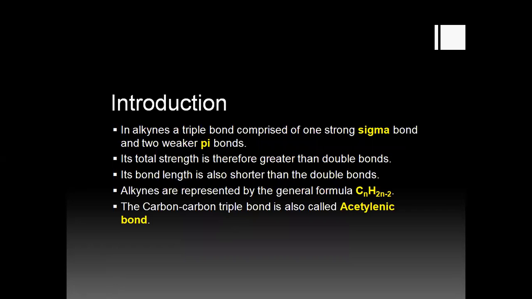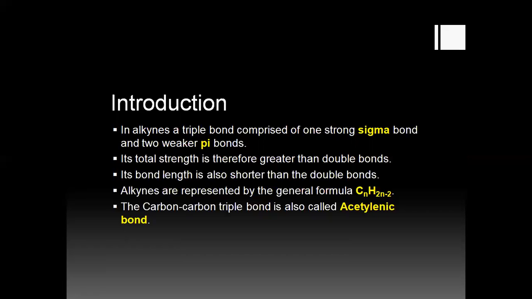Alkynes are stable and have more strength than double bonds because a triple bond contains two pi bonds and a double bond contains only one pi bond. Its bond length is shorter than the double bond. The bond length decreases when the S character increases. As we know, in alkanes the S character is 25%, in alkenes the S character is 33.3%, while in alkynes the S character is 50%. So alkynes have greater S character, so their bond length is shorter than double and single bonds.